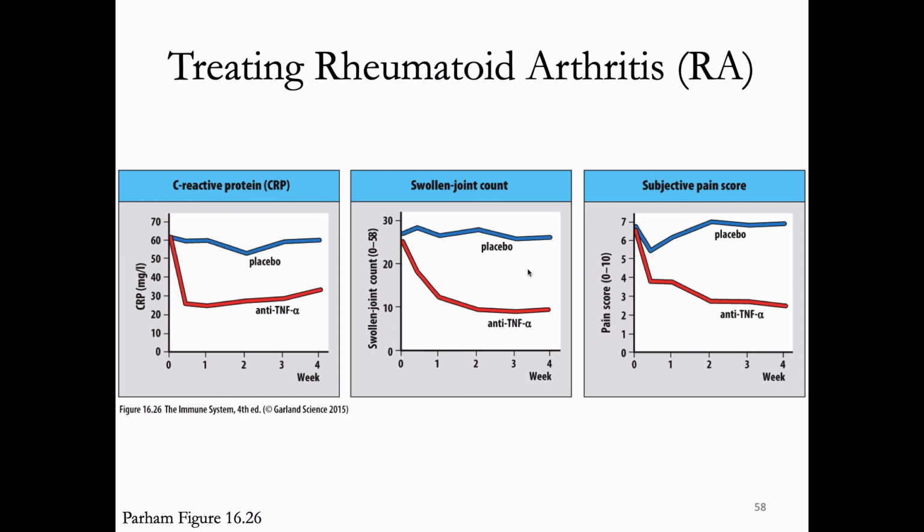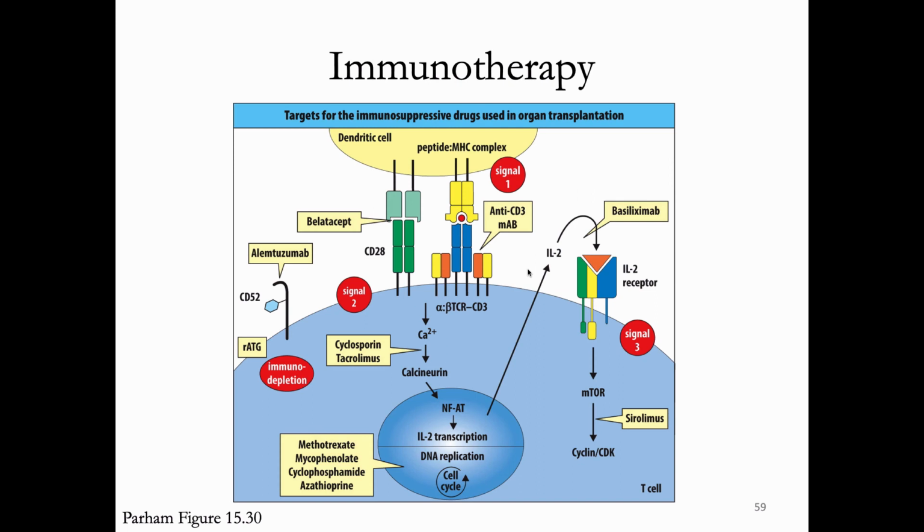So these drugs have made huge amounts of money for many companies and have been very useful. This slide shows an overview of all of the different types of immunotherapy that are now available. What you can see is that there are molecules that block signal 1, like an antibody against CD3. There are things that block signal 2, like those antibodies that can block the B7 CD28 interaction. There are some that will deplete particular cells. There are some that block cytokines, so that's signal 3.